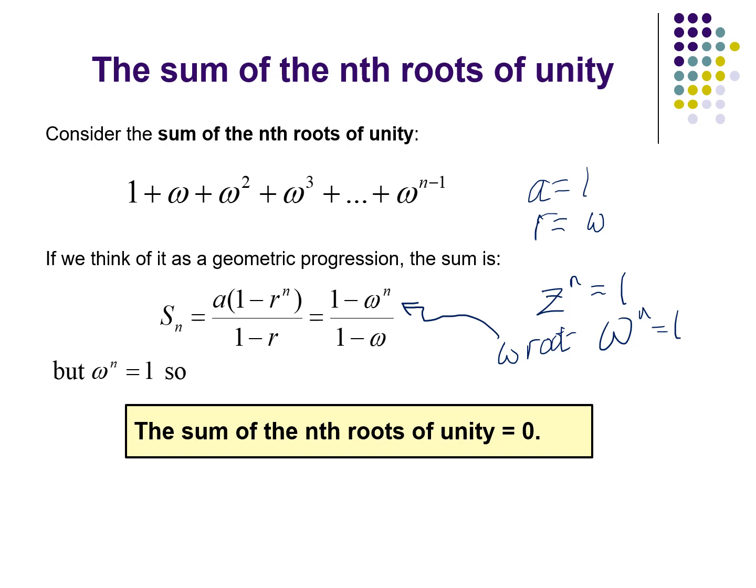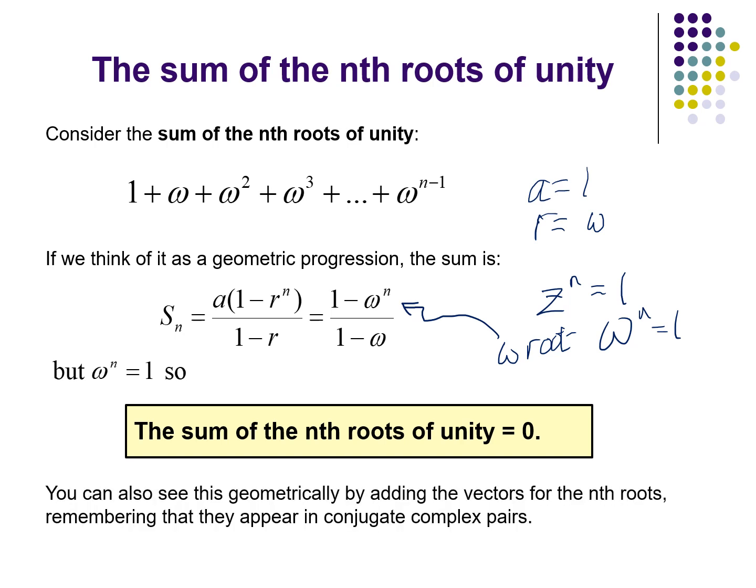You can be asked to prove that in an exam question. It's not loads of marks, but I think that's the best method to use if you are asked to prove it. There is a more geometric method you can use as well. If you think about the nth roots, any of the complex ones occur in conjugate pairs. So when you add everything together, they effectively end up cancelling each other out. So that's another way of thinking of it. But if you're asked to prove it, I think this is the best way to prove it. So do make sure you've got that written down.